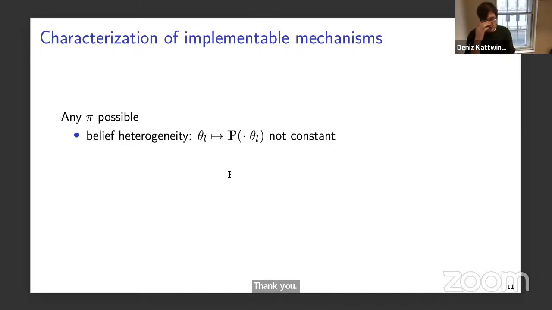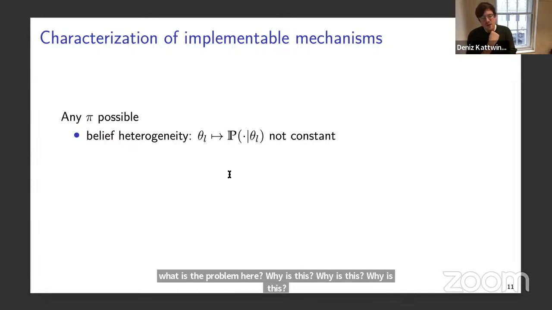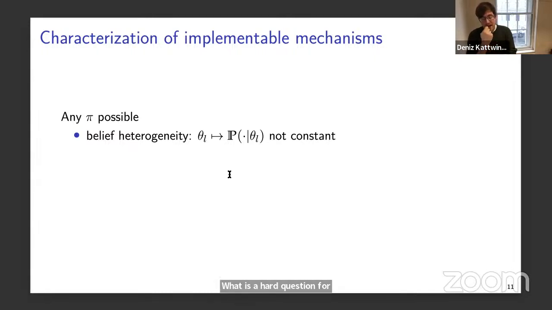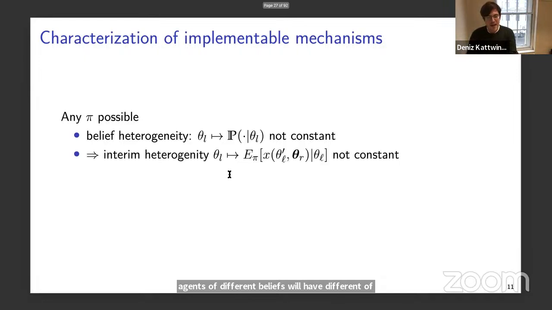Not quite. I want to stress this point. So what is the problem here? Was this a hard question for us? So if you think about what we have, because any pi is possible, so we allow any correlation, this means that we will have belief heterogeneity. Agents of different beliefs will have different beliefs about their opponent's type. And this will translate into interim heterogeneity.